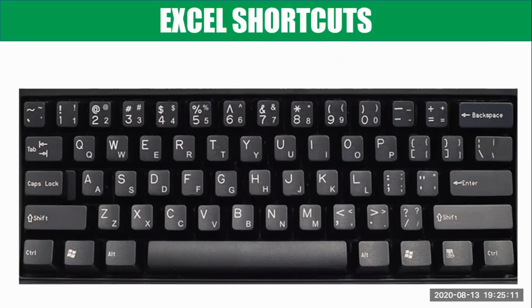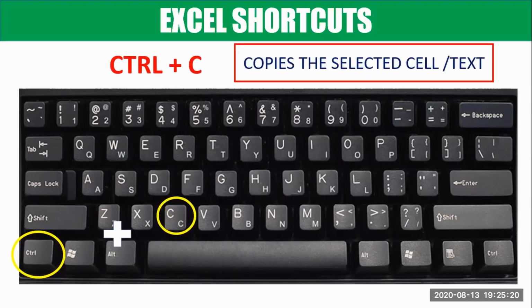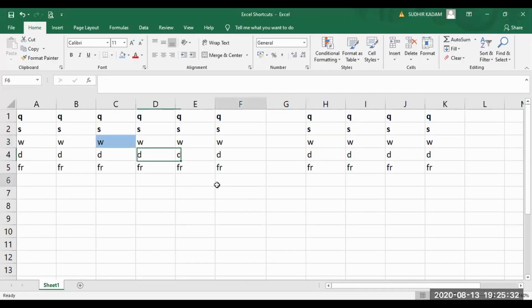Now logically the next alphabet should come as Control plus C. You're right. Control plus C is the shortcut key which is used to copy a cell or a text. Let's again see the live demo of how it looks when I actually do it. It's very basic. Those who already know Excel, please excuse me.